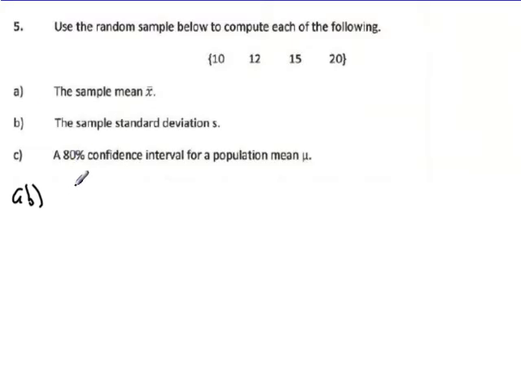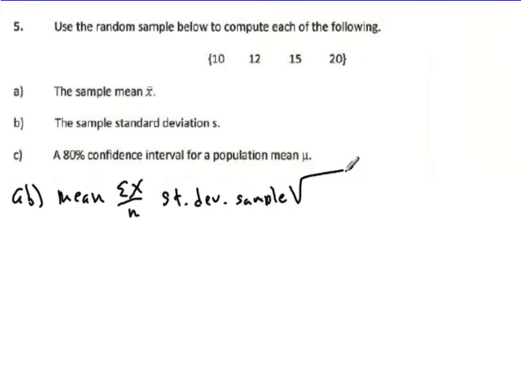So we'll plug in. Mean is sum x over n, and standard deviation of the sample is the square root of sum x squared minus parentheses sum x close parentheses squared over n, still under the square root, all divided by n minus 1.